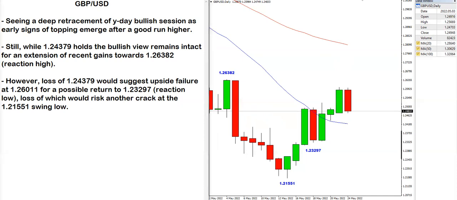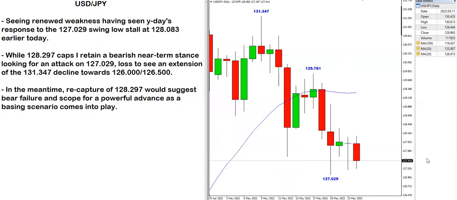Across now to dollar yen. Dollar yen, yesterday I was talking about the break of inside day support, which we saw, and then we got a bit of a snapback from ahead of the 127.029 swing low. Now, holding a bearish view on this one, wasn't looking for too much beyond yesterday's bounce from the low, and this morning we've seen an upside probe stall and a little bit of renewed selling.